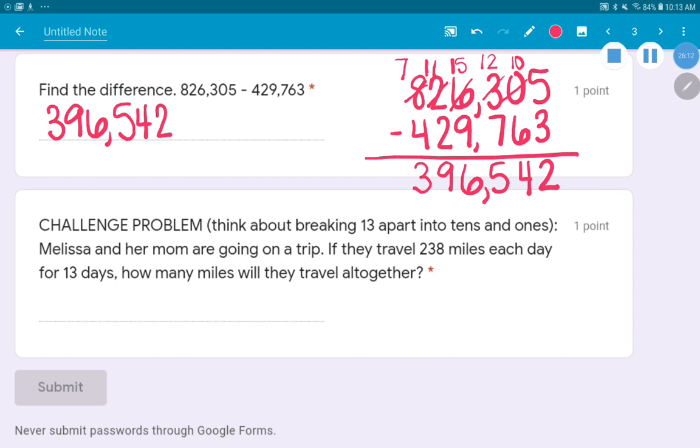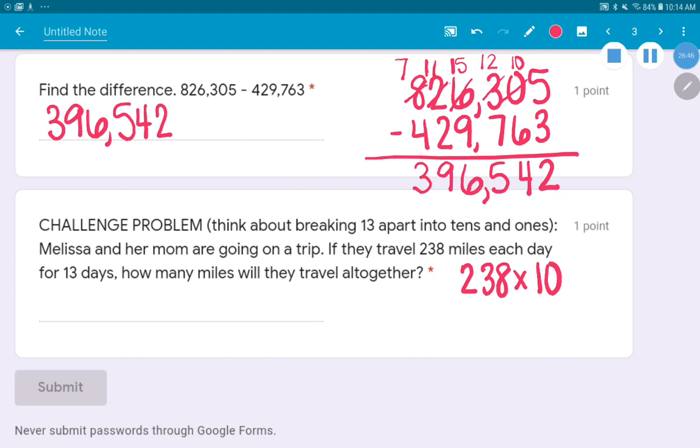All right, real quickly, let's check this challenge problem. It says to think about breaking 13 apart into tens and ones. So Melissa and her mom are going on a trip. They travel 238 miles each day for 13 days. How many miles will they travel all together? So Amy, how did you solve that? I did 238 times 13.